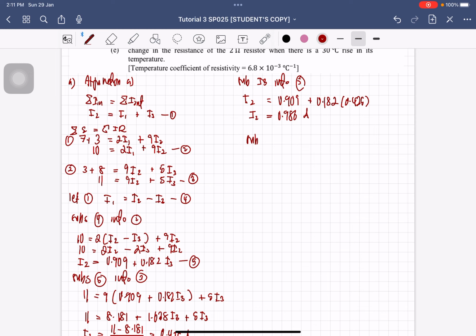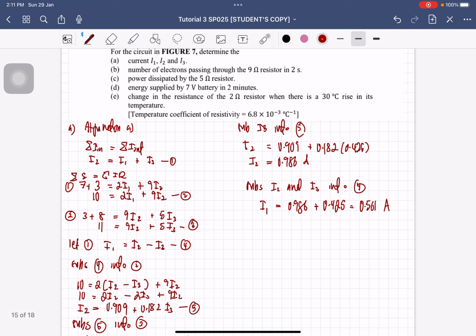So, sekarang baru kita boleh substitute I2 and I3 into equation 4 tadi. Okay, supaya kita dapat I1 lah. So, it's gonna be 0.986 plus 0.425, which will then give us 0.561 ampere. Okay, so that is on question A.